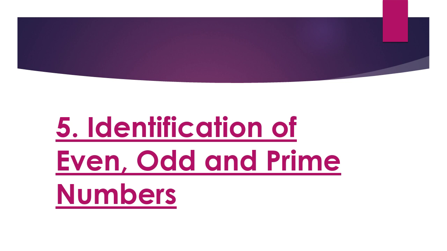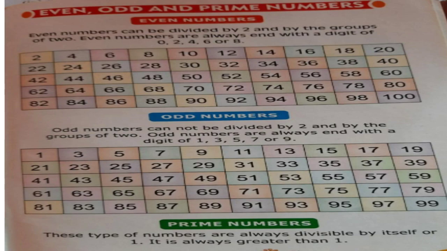The fifth is identification of even, odd and prime numbers. What is an even number? An even number can be divided by 2 or the group of 2. You can see the examples in the first box. The last digit of the numbers can be 0, 2, 4, 6 or 8. So these can be the even numbers. The odd numbers cannot be divided by 2. The odd numbers always end with 1, 3, 5, 7 or 9. You can see the examples in the second table.